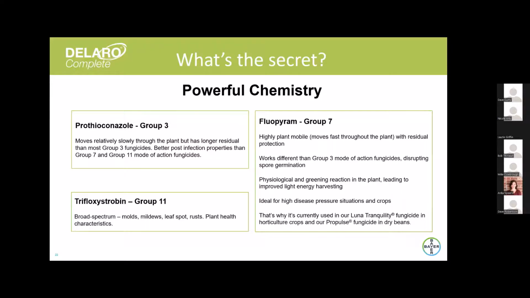So we have prothioconazole as the Group 3. It's a fungicide that moves relatively slowly through the plant, but offers that longer residual compared to other Group 3 fungicides. And it's one that you're familiar with in ProLine. Prothioconazole is that product that helps with the molds and ear molds and DON suppression in corn. The trifloxystrobin, that's really the leaf disease fungicide. Its broad spectrum is very strong on the molds and mildews and rusts and offers some plant health characteristics. And what we've changed with Belero Complete is we just simply added a Group 7, fluopyram.